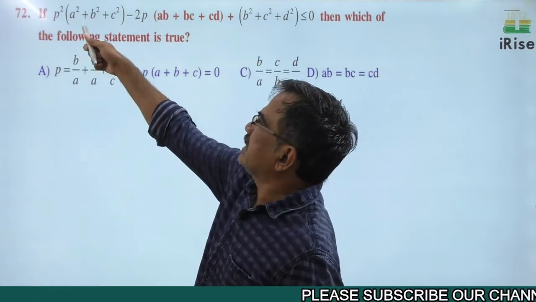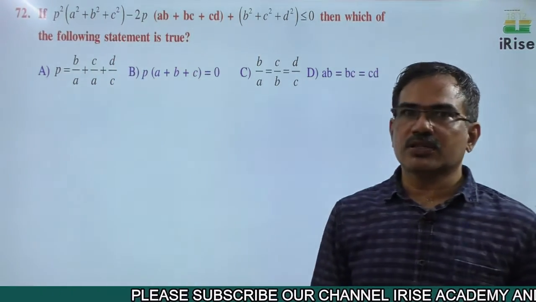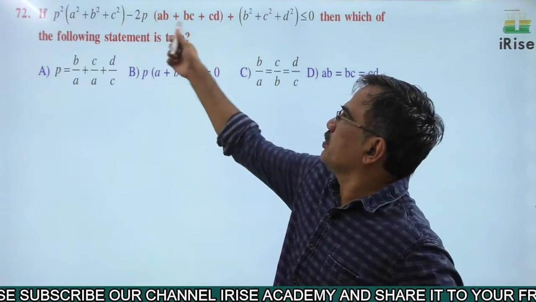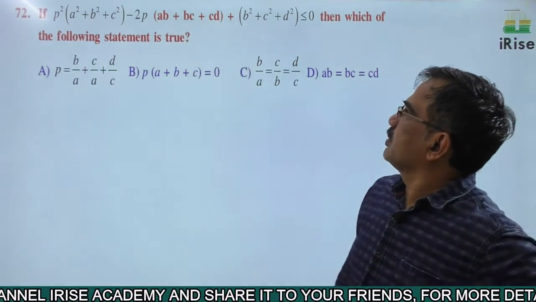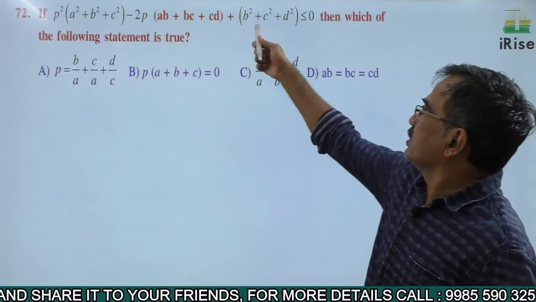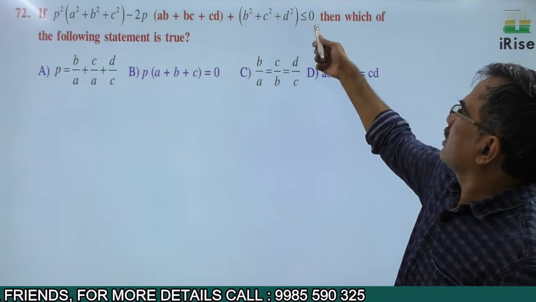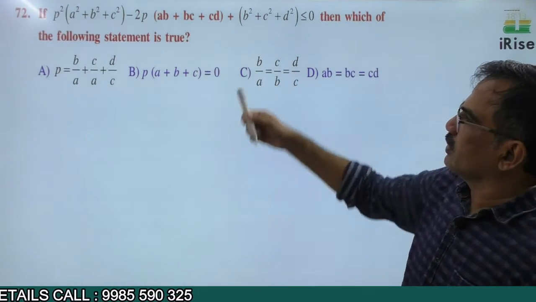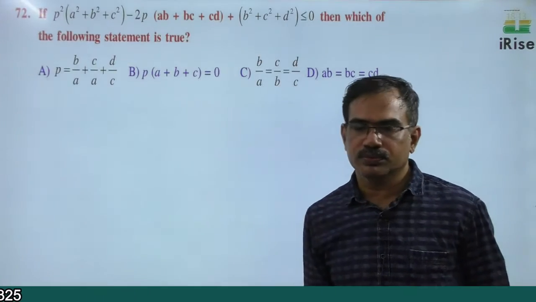If p square into (a square plus b square plus c square) minus 2p into (ab plus bc plus cd) plus (b square plus c square plus d square) is less than or equal to 0, then which of the following statements is true?